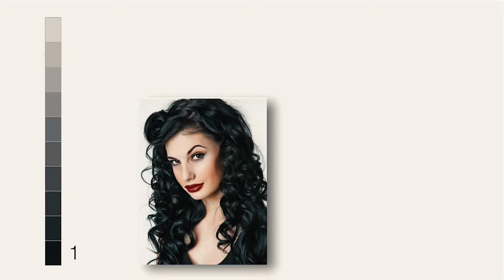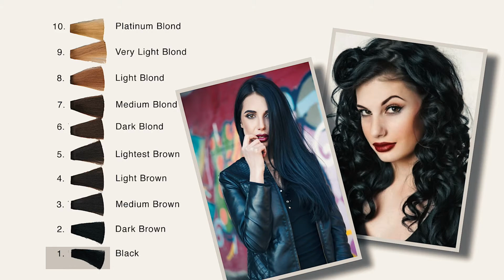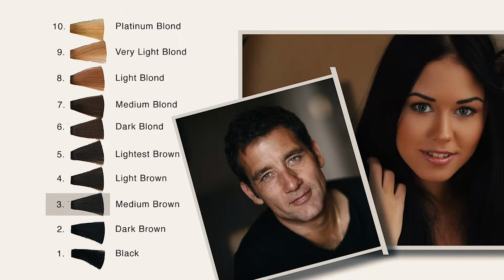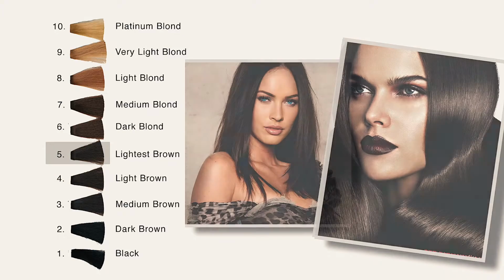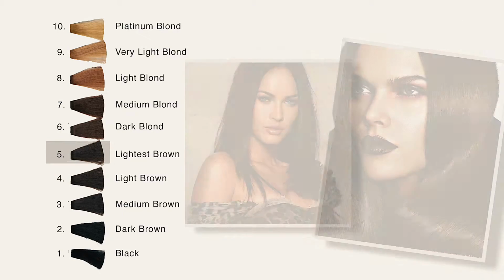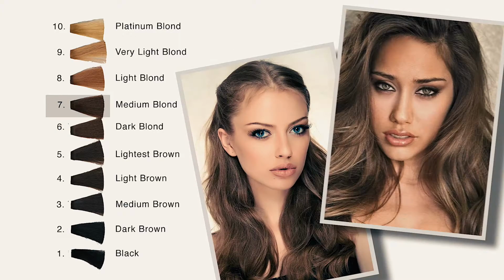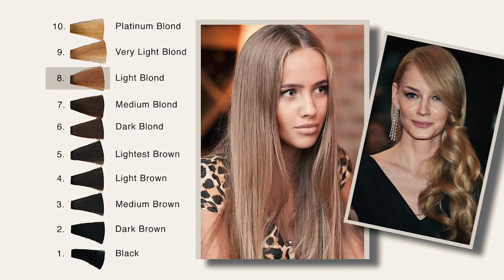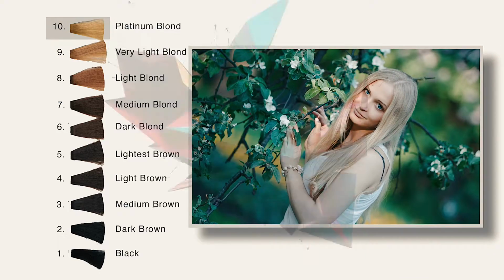Number 1 is the darkest, that is black, and number 10 is the brightest, natural color. The first is black. The second is dark brown. The third is medium brown. The fourth is light brown. The fifth is lightest brown. The sixth is dark blonde hair. The seventh is medium blonde. The eighth is light blonde. The ninth is a very light blonde, and the 10th one is a platinum blonde.